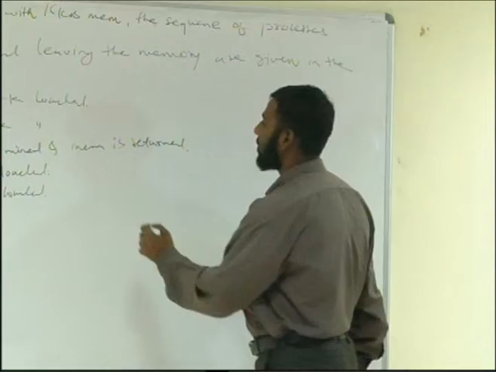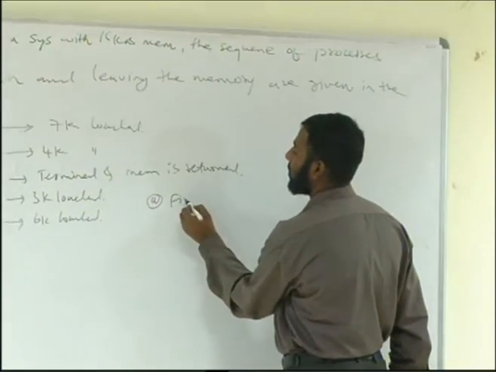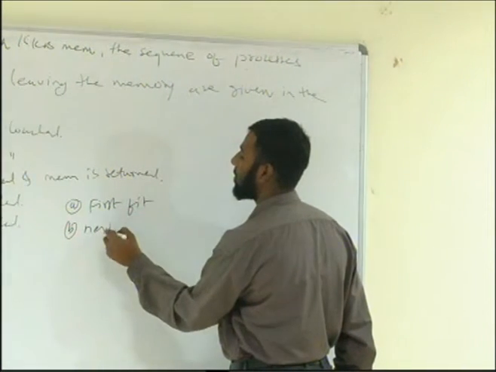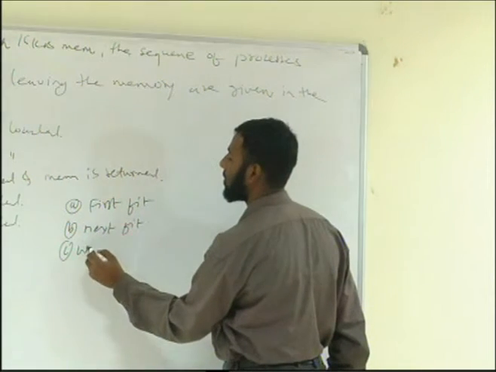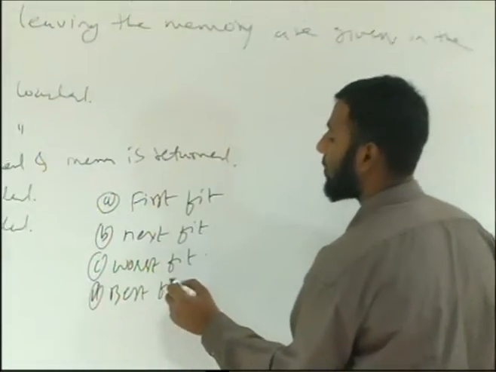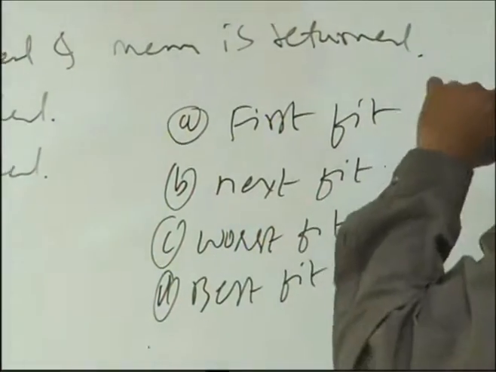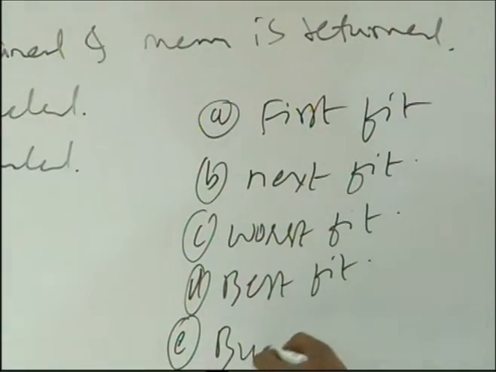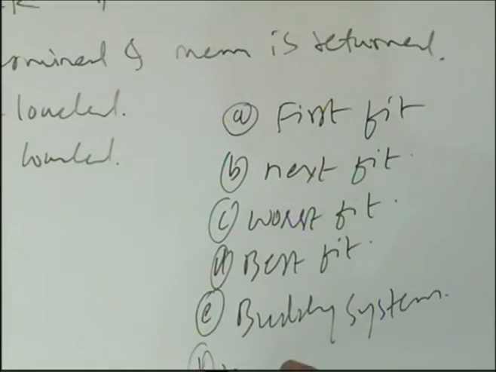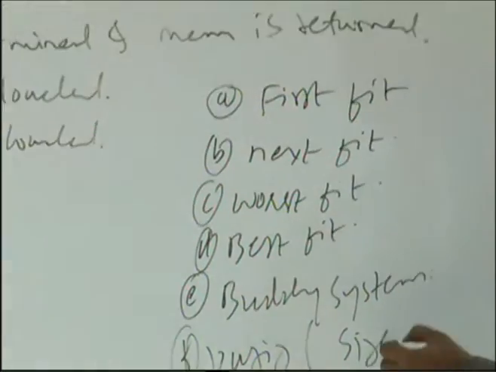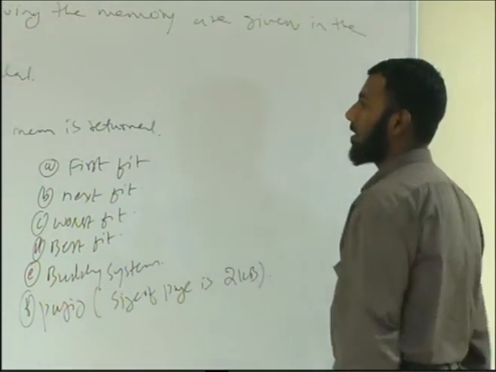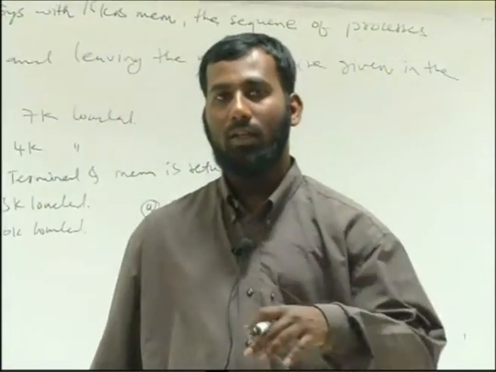Now we have to show what is the status with first fit, next fit, worst fit, best fit. We take this, and we'll see using buddy system with paging. Assume that the size of page is, let's assume it to be 2 kilobytes. So in the next session we'll solve this.